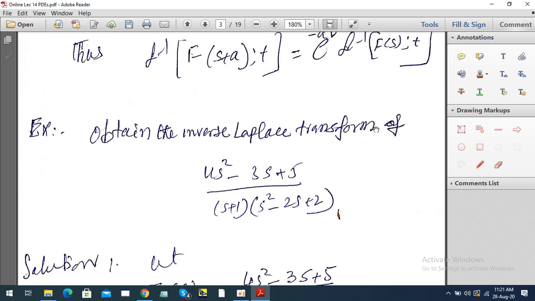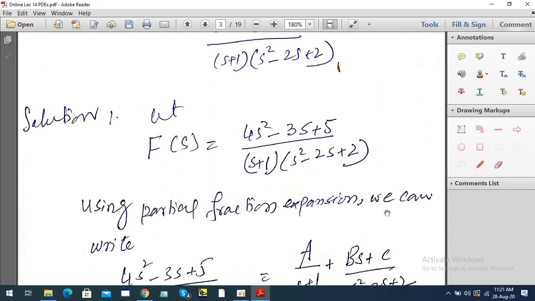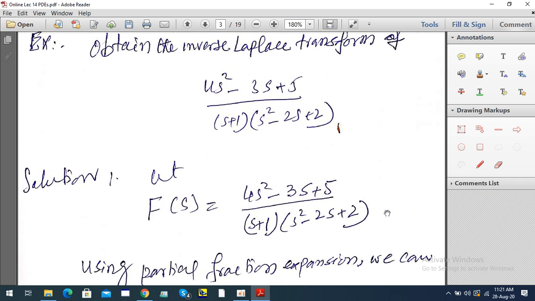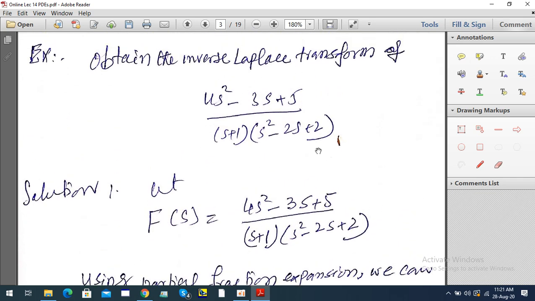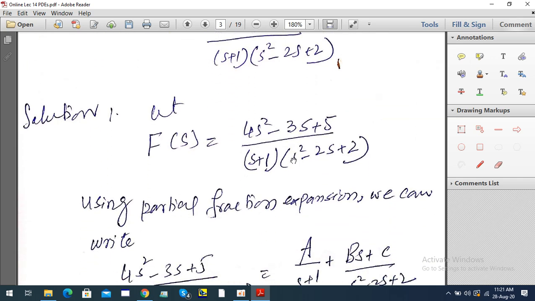Now obtain the inverse Laplace transform of 4s squared minus 3s plus 5 over (s plus 1)(s squared minus 2s plus 2). Okay, so we have to find the Laplace inverse of this function. So how to find the Laplace inverse of this function? Let me denote this function by F of s, because it is already transformed to the s plane.